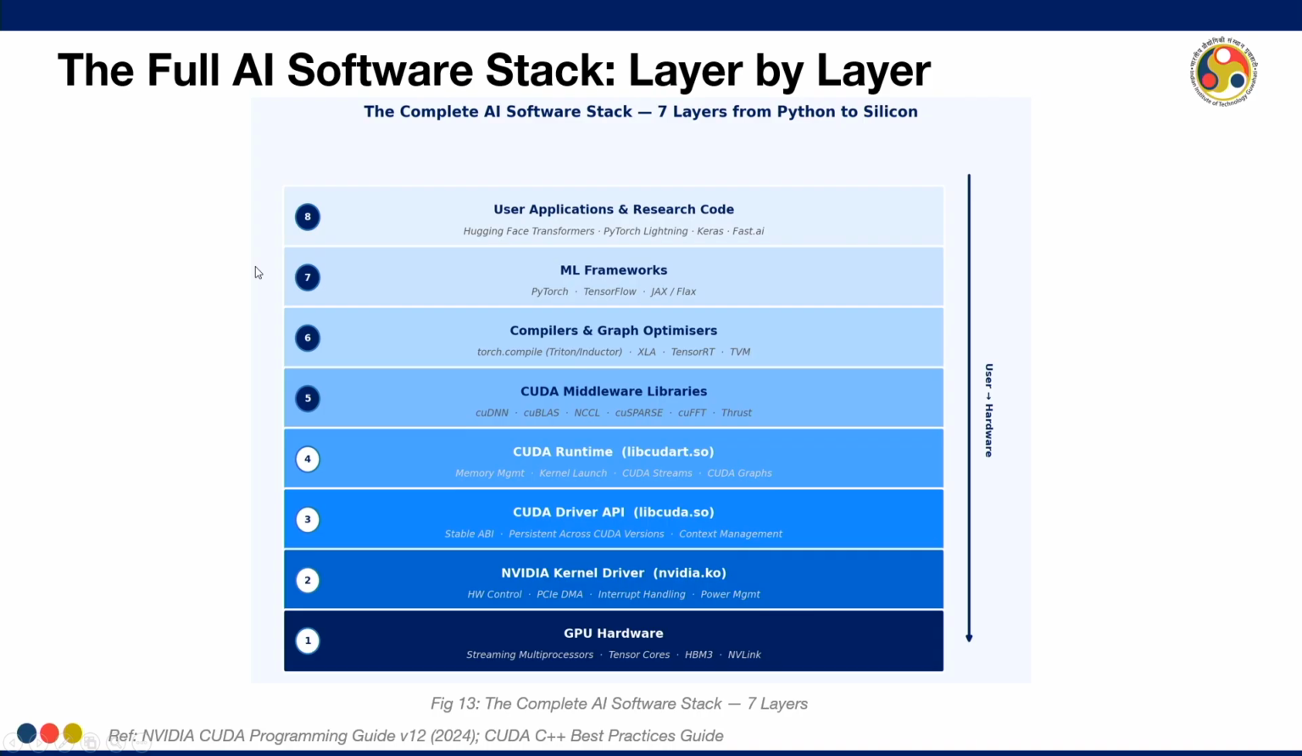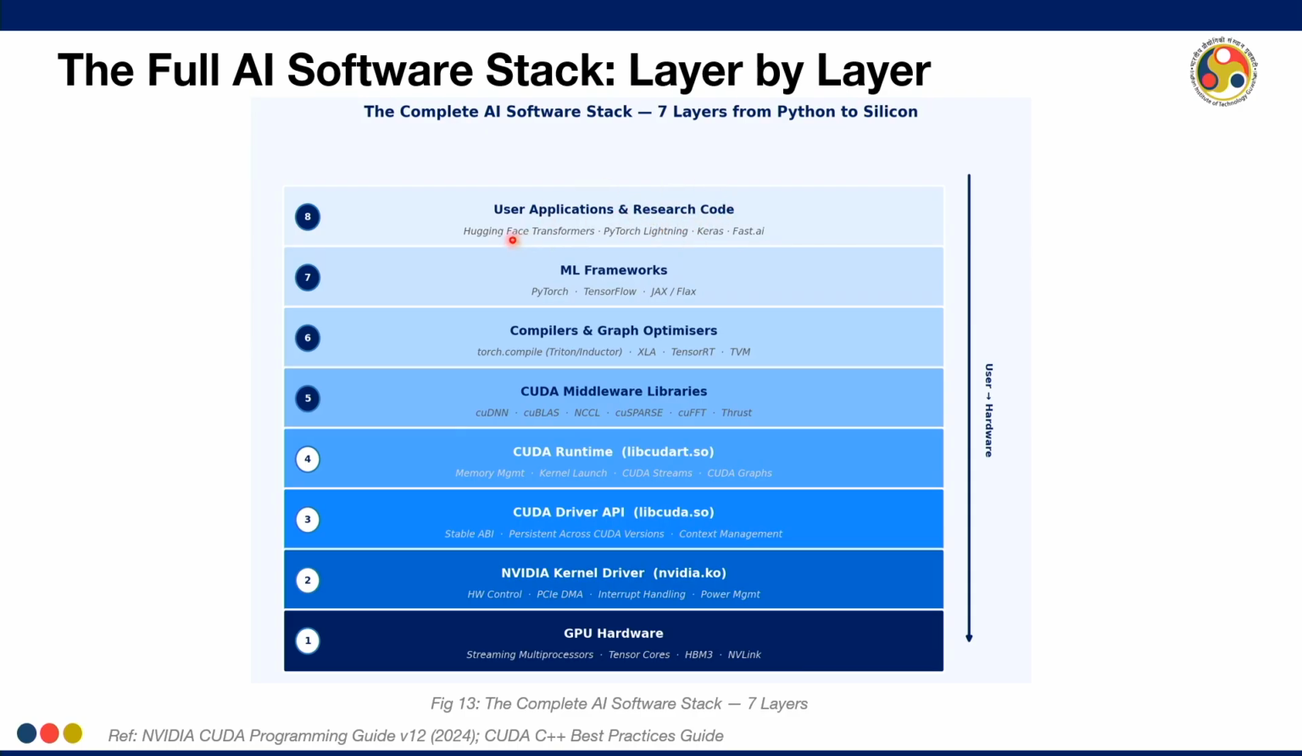Here is the entire software stack, layer by layer. At the top, obviously, we will write the applications. These are your user applications. Applications means the code that we are running, maybe transformer code or PyTorch Lightning, Keras, whatever we are writing through different APIs, which will also be connected.